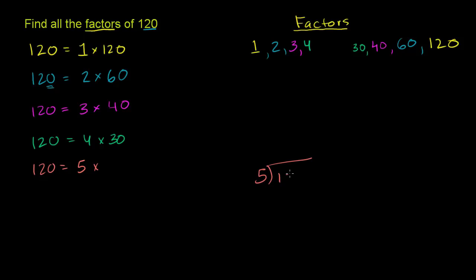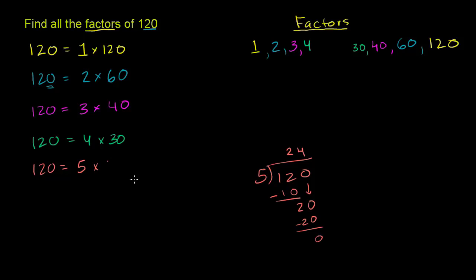So 5 goes into 120. It doesn't go into 1, it goes into 12 two times. 2 times 5 is 10. Subtract, you get 2. Bring down the 0. 5 goes into 20 4 times. 4 times 5 is 20. And then you subtract, and you have no leftover, as we expect, because it should go in evenly. This number ends with a 0 or a 5.